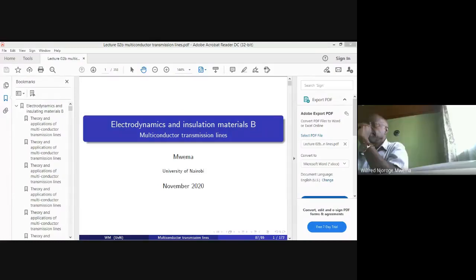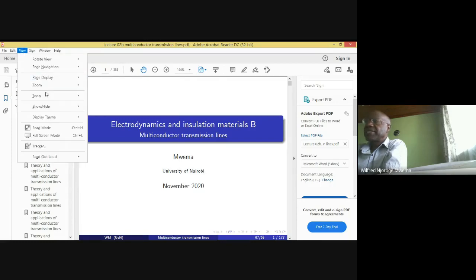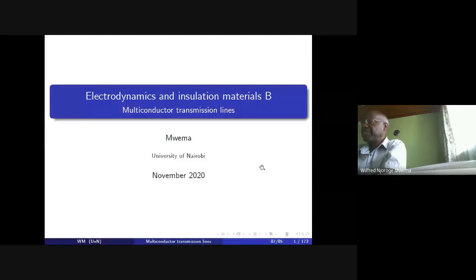Good morning. Like we said, now we are going to look at multi-conductors, continuing from where we stopped last time. Everyone can see my document that I'm sharing.